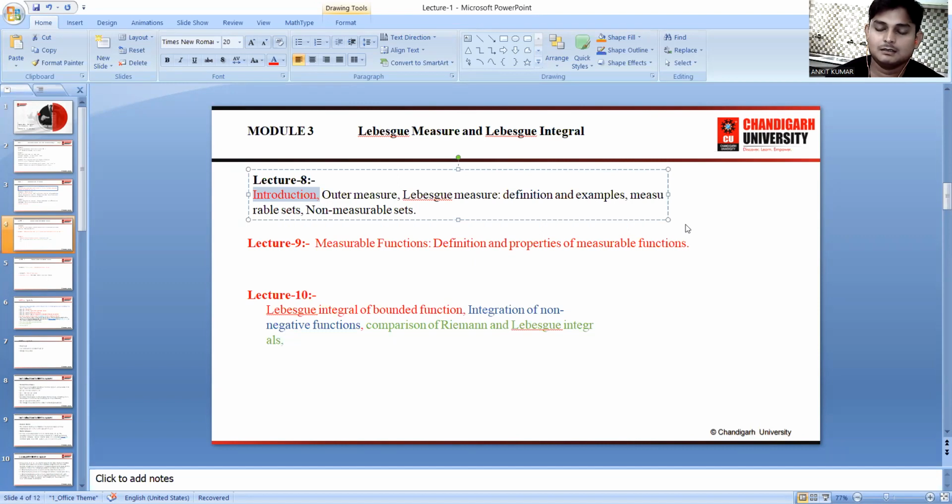After that, we will cover outer measure. What is the outer measure? Its examples. How we find the outer measure of an interval is also very important. After that, Lebesgue measure. What is the Lebesgue measure? What are its necessary conditions? And how will we cover it? Outer measure, Lebesgue measure, definitions, and examples. First of all, I will cover the introductory part, outer measure, Lebesgue measure, its examples, and its basic definitions.